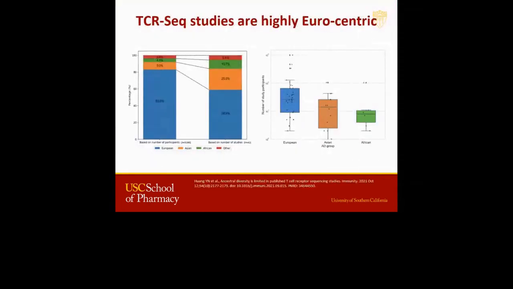The motivation of our study comes from a previously published research in our lab, published in Cell Immunity, which shows that the proportion of ancestry in TCR studies is mostly composed of European ancestries. The average number of European ancestries is also larger compared to Asian and African ancestry, from the figure on the right.